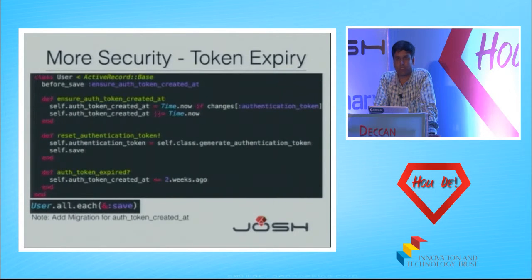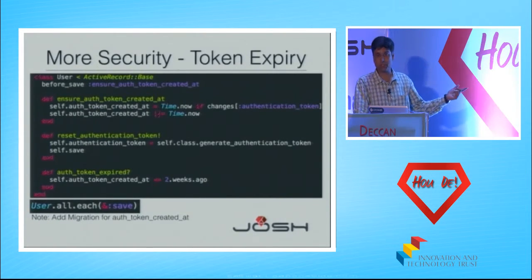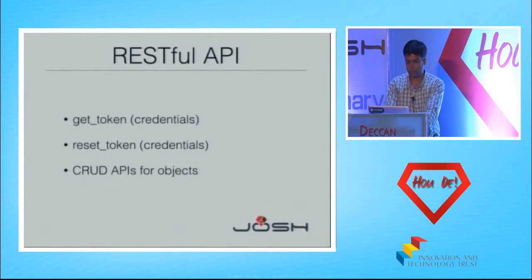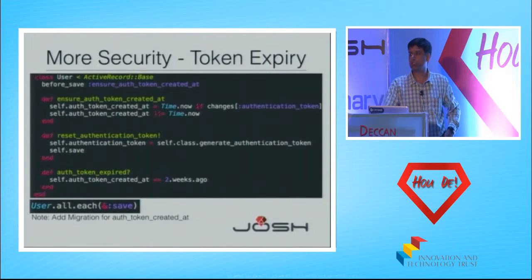At the end of it, we are all set. What we need to do is add this to all users. So this is going to work for new users, but what about existing users? You need to have the authentication token for existing users, right? So just go to your Rails console and say User.all and save the authentication token for the users.